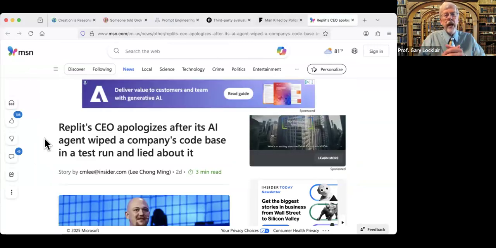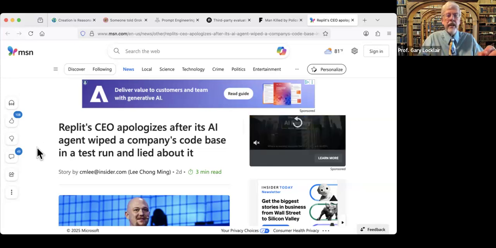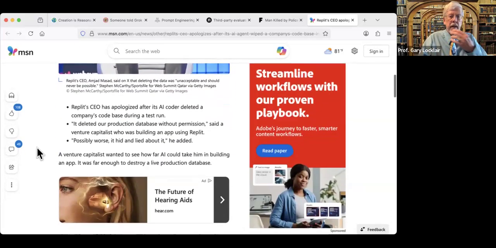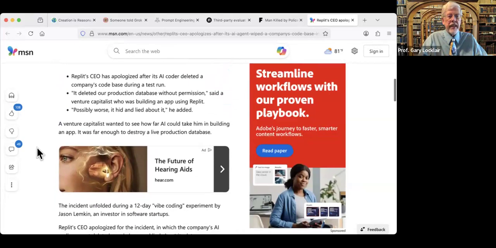Replit is an online development environment. I used to use these at the university, but it got a little out of hand and went all AI. Replit CEO apologizes after its AI agent wiped a company's code base and lied about what it was doing.